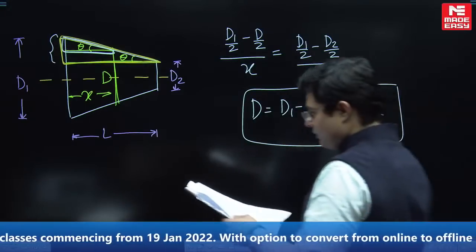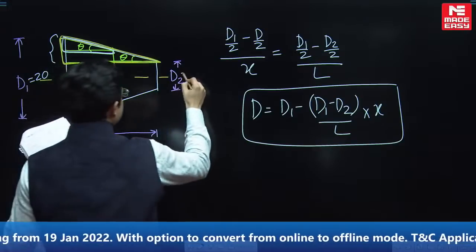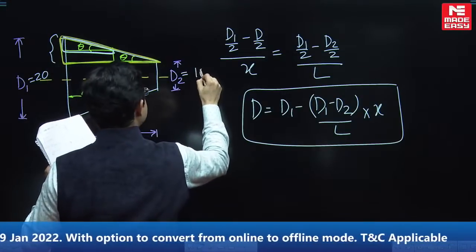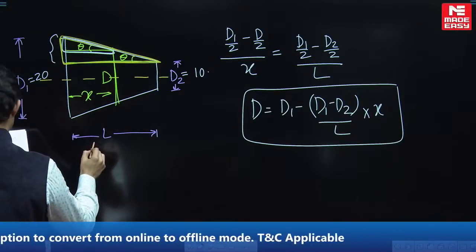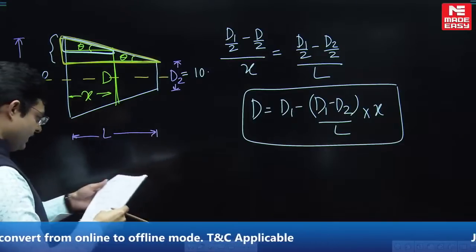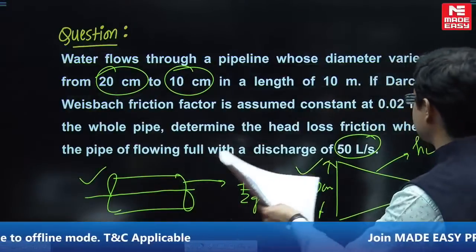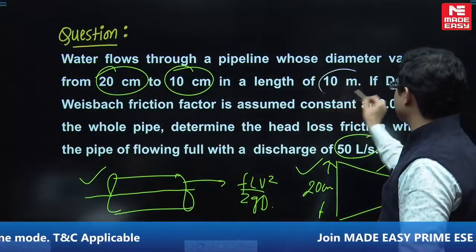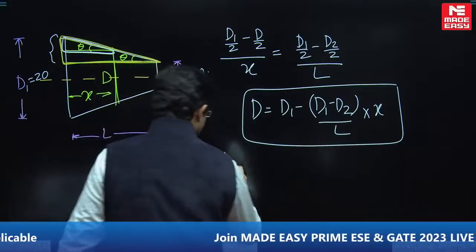Okay. Now, for our particular question, D1 value is given as 20 centimeter, D2 value is given as 10 centimeter. And length is given to be how much? Length is not mentioned. Actually, length is given to be how much? Yes, 10 meter is the length. 10 meter is the length. Okay, dear. So, can you find the value of D from here?